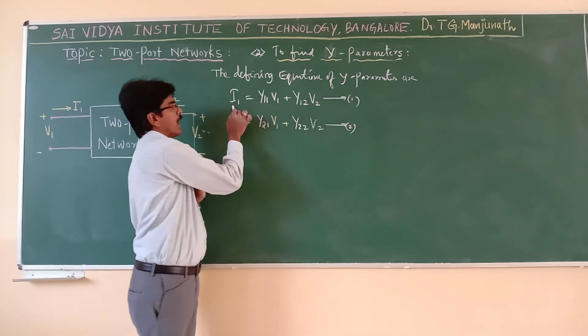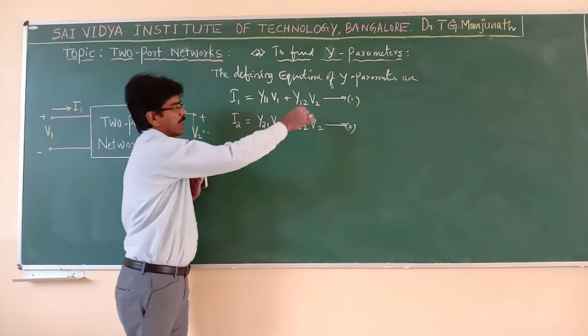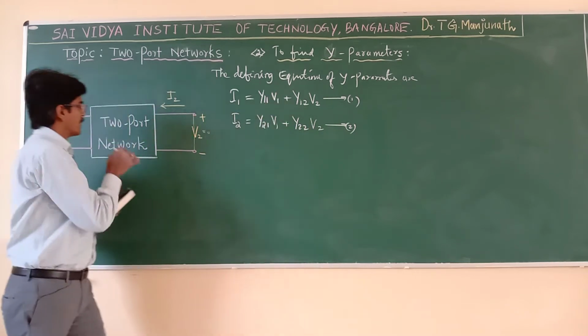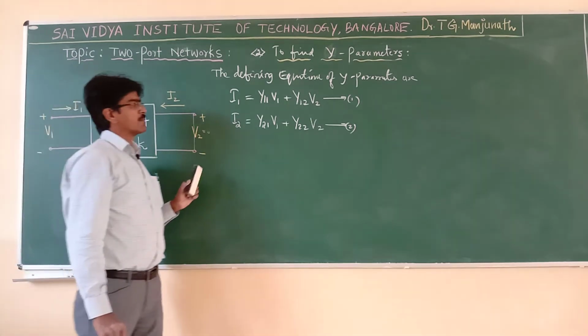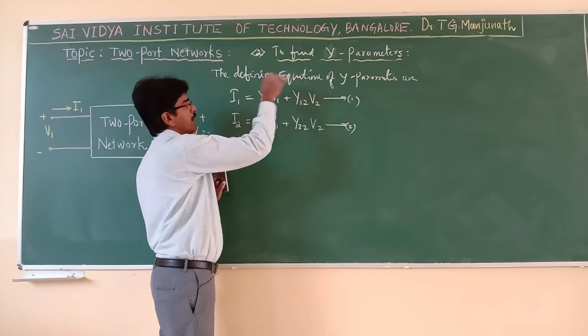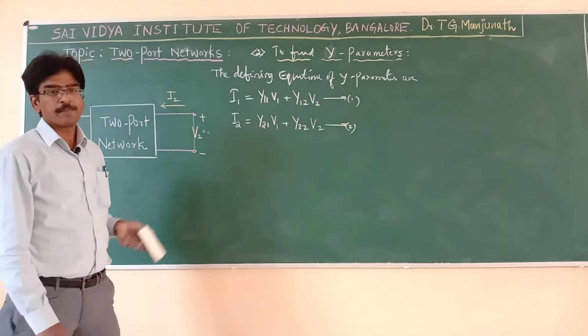If we make V2 0, we can find these two parameters: Y11 is equal to I1 by V1, Y21 is equal to I2 by V1. Similarly, to find the other two parameters, make V1 0, meaning create the short circuit at the input port so that V1 becomes 0. Then you can find Y12 is equal to I1 by V2, Y22 is equal to I2 by V2. Okay?